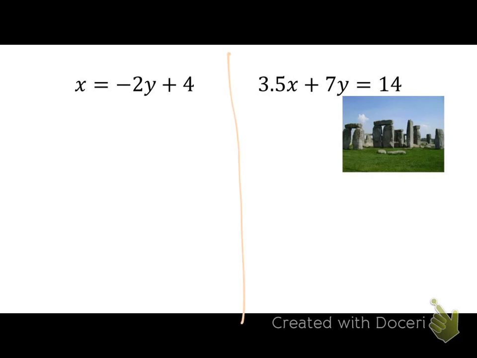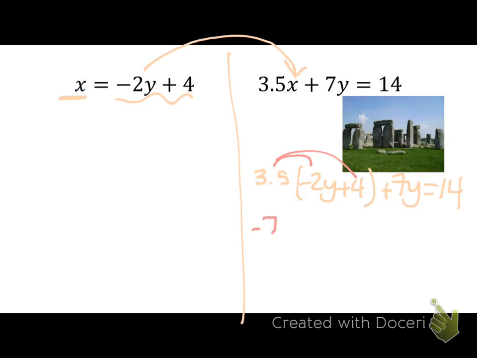Okay, so first step, isolate a variable that doesn't have a number in front. Do I have a variable that's isolated? Well, it looks like x is isolated. So let's go ahead, since these two mean the same thing, plug this in for x. So we're going to have 3.5 times negative 2y plus 4 plus 7y equals 14. So we're going to have to distribute this. So I'm going to get negative 7y plus 14 plus 7y equals 14.